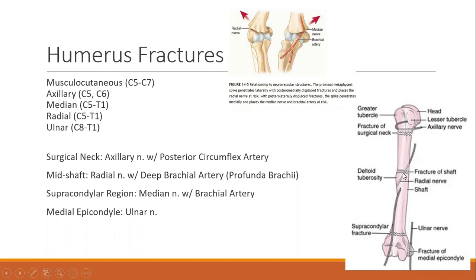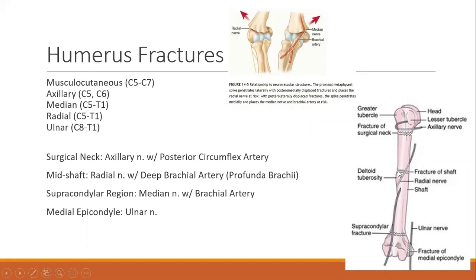If you have a mid-shaft fracture of your humerus, you can damage your radial nerve along with your deep brachial artery, which is also known as your profunda brachii. I'll warn you right now, this is another one of those things that has 2 names. So you can say either deep brachial artery or profunda brachii. And specifically, there's an impression on the posterior aspect of your humerus called the radial groove. That's where your radial nerve is running.